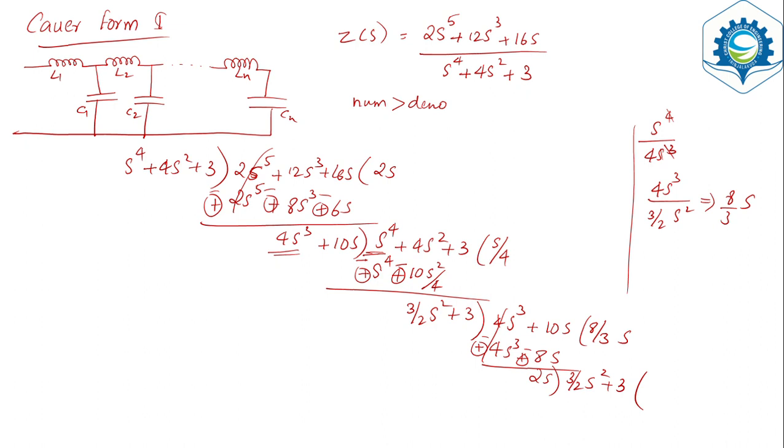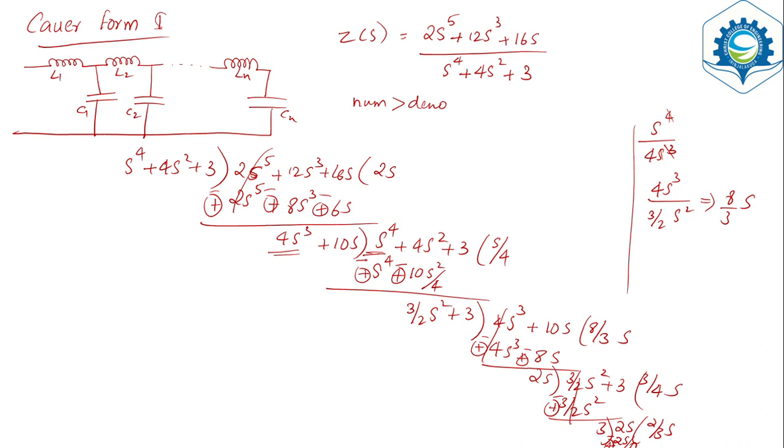Again you carry out the continued division. I'm just going to complete this over here, 3 by 4S. You can do it on your own, it's quite simple. You subtract it and you'll be getting 0. So this is your final answer.